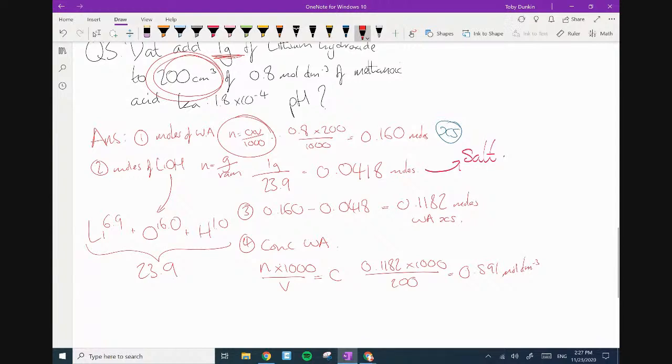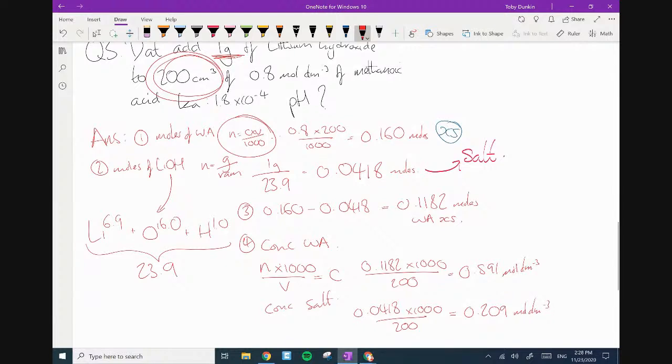Okay, next. So what about the concentration of my salt? Same equation applies, so just input my numbers. 0.0418 times 1,000 over the total volume. Clear my calculator. 0.0418 multiplied by 1,000 divided by 200, and I get a concentration of 0.209 moles per dm cubed.